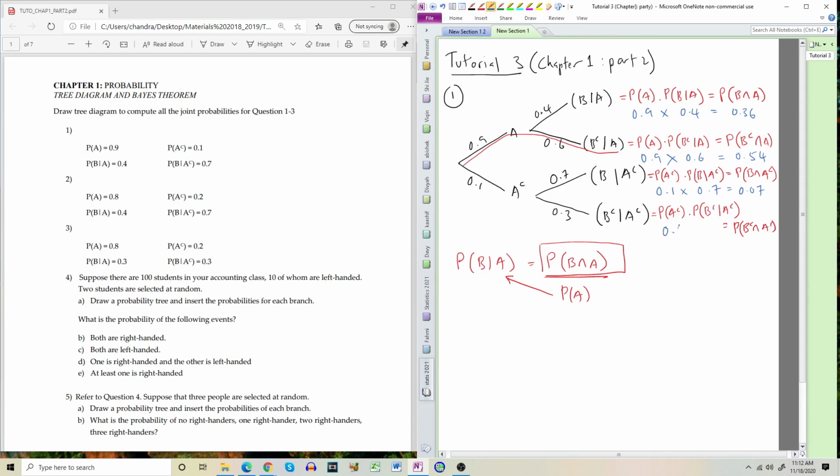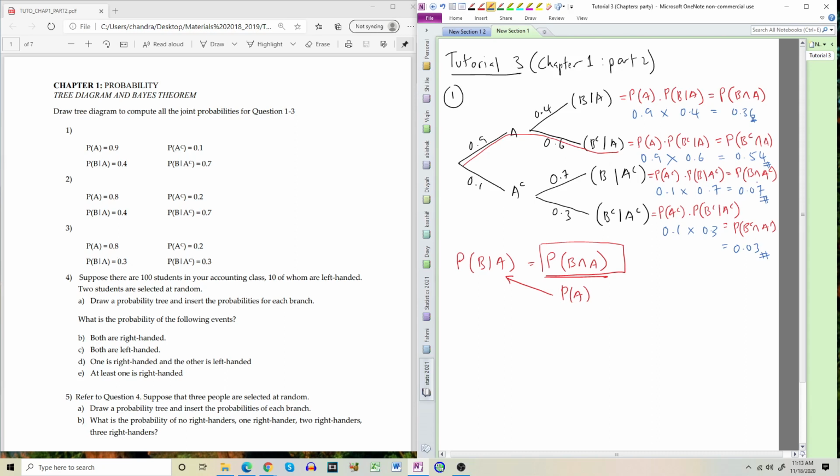Then 0.1 times 0.3 is equal to 0.03. If I ask for joint probability, you have to find the combination of the events. Once you find B and A, you no need to find A and B, it's the same thing. So these are the answers for the joint probability. You can see the clear answers inside the answer script I have given you.